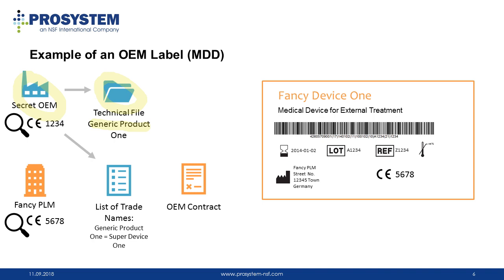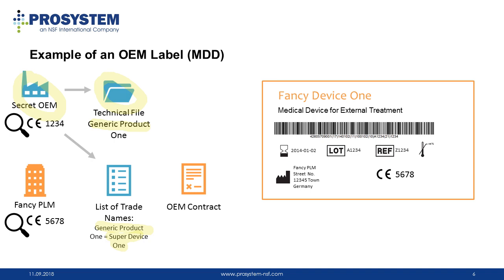What is actually sold are those products that I showed you before from the private label manufacturers. The private label manufacturer, the PLM, only has a list of trade names where you can see the name of the generic product from the OEM, the original product from the OEM. And you can then see in that list which is the device name of the PLM, which is basically or technically the same device.